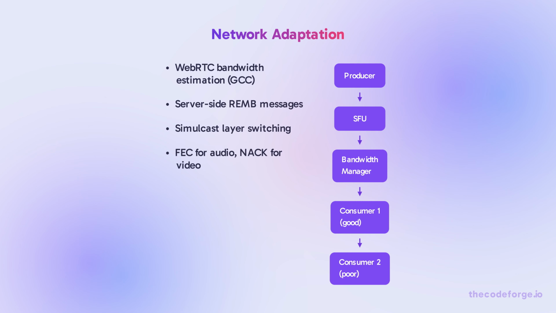WebRTC has built-in bandwidth estimation, GCC, that adjusts bitrate based on delay and loss, but you need to configure it properly. The SFU should also participate. It can send REMB messages to publishers to reduce their bitrate. For clients with poor connectivity, the SFU can switch to a lower simulcast layer or drop video entirely.